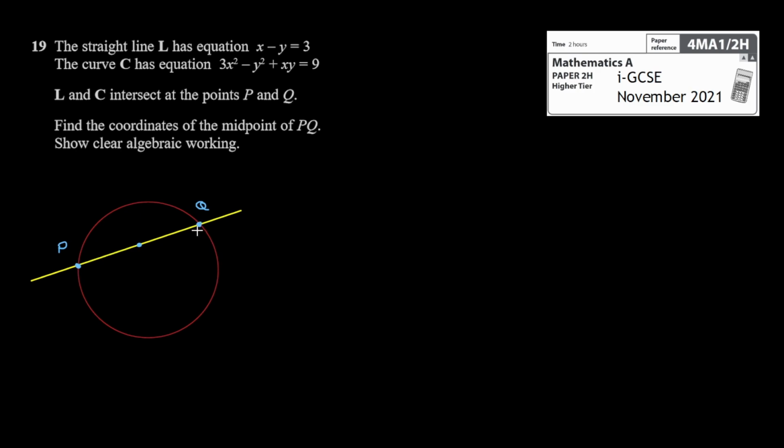Now the coordinates of P and Q can be found by just inserting the simpler equation, which is this equation 1, into the more complicated equation, equation 2. And to do that, we need to choose one of the variables, x or y, to make the subject. Let's make x the subject. So x is going to be equal to 3 plus y. And that value goes into this equation wherever we see an x.